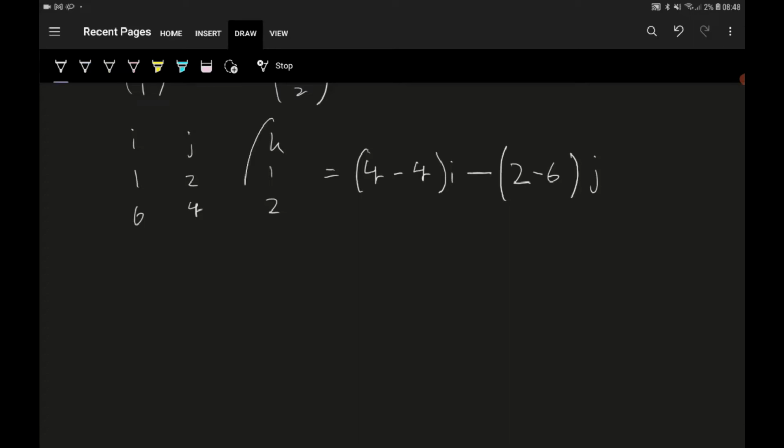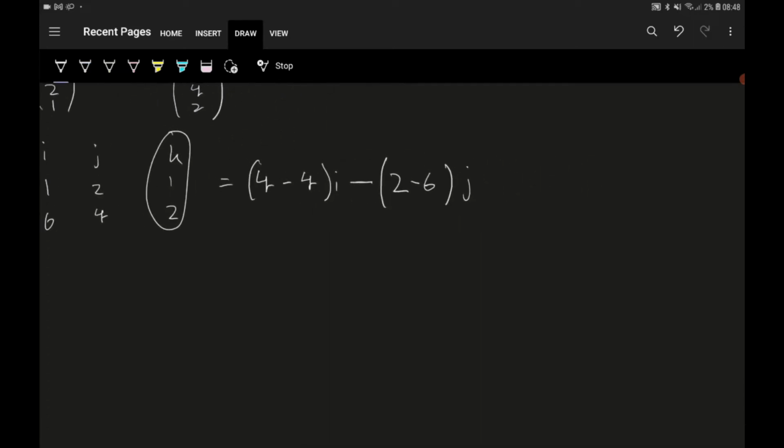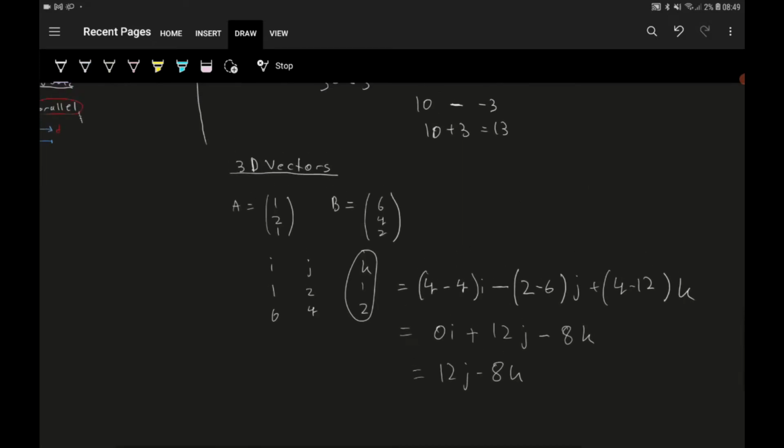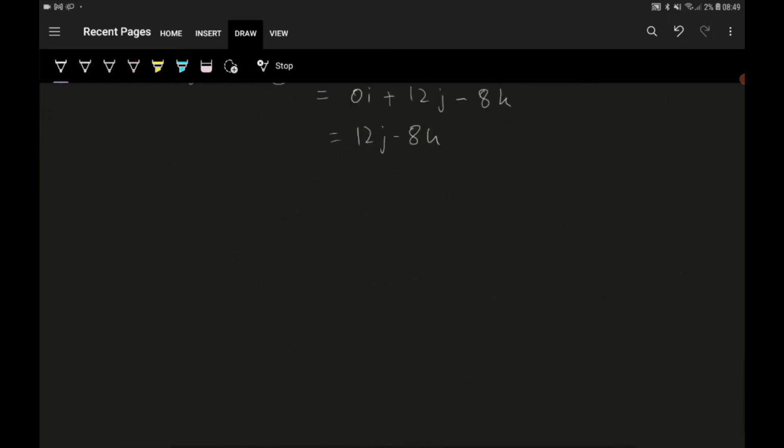And then we ignore k, and that would be, damn it, I don't remember what it was. That was 4 minus 12, right? That was simple. So this would become 0i. We wouldn't write 0i, we'd just not write anything. Plus 12j minus 8k. So 12j minus 8k would be our cross product of these two vectors.